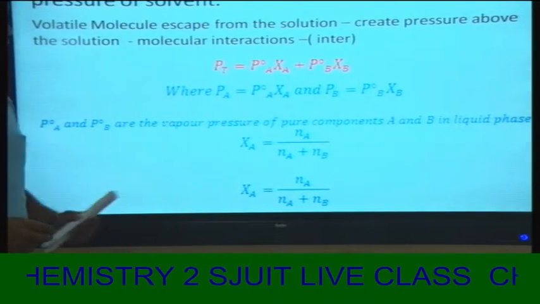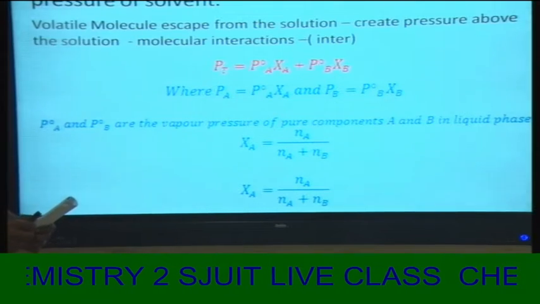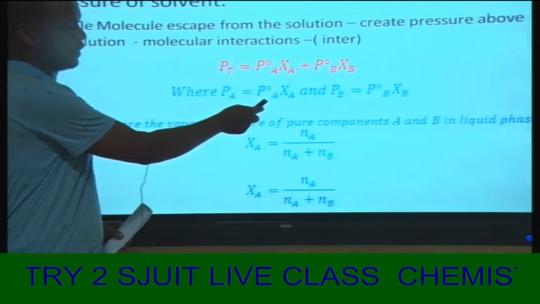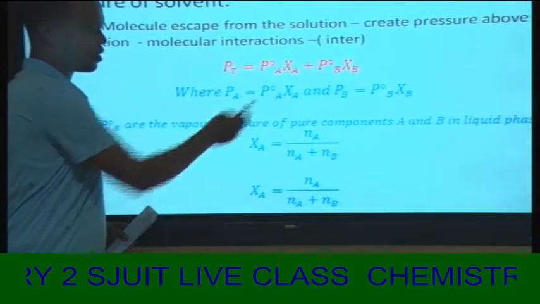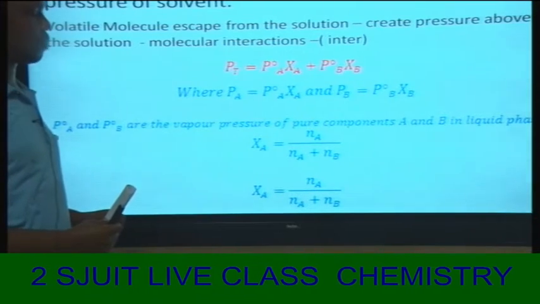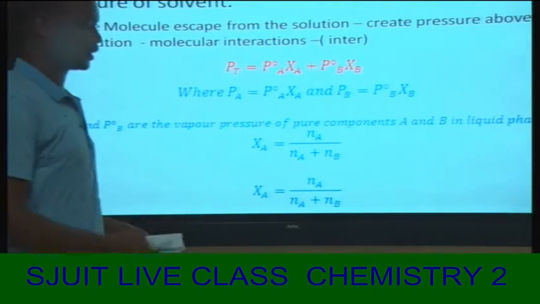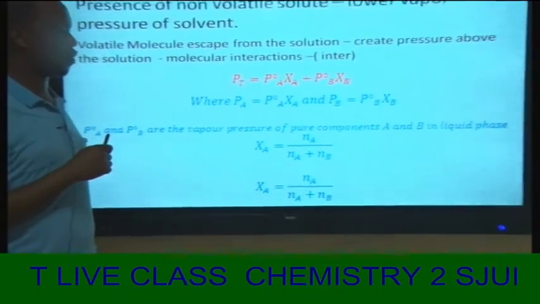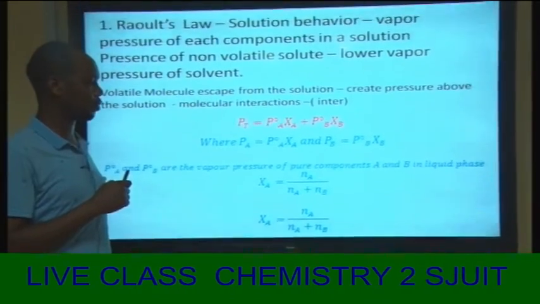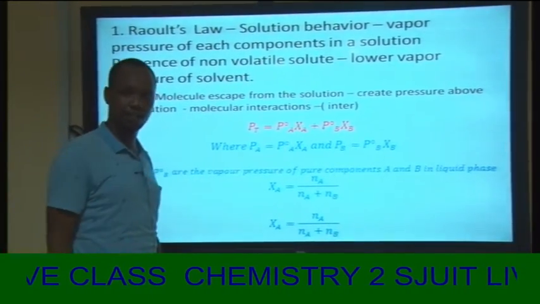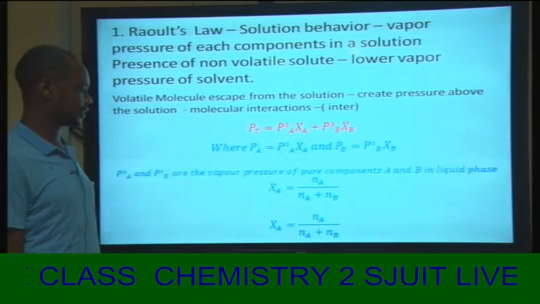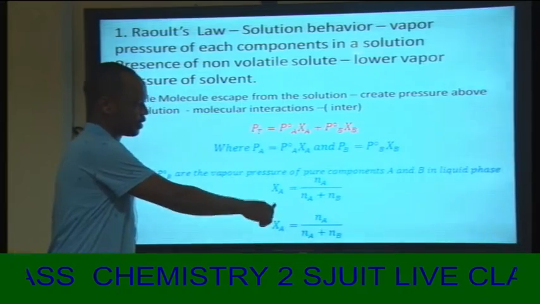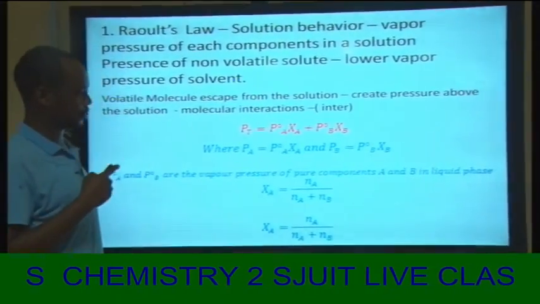Again, from the term partial pressure, to calculate it you need to take the pure pressure of component, either A or B, times its mole fraction. But what is mole fraction? Mole fraction is equal to the number of moles of either component A or B divided by the total number of moles. This is the mole fraction for component A.